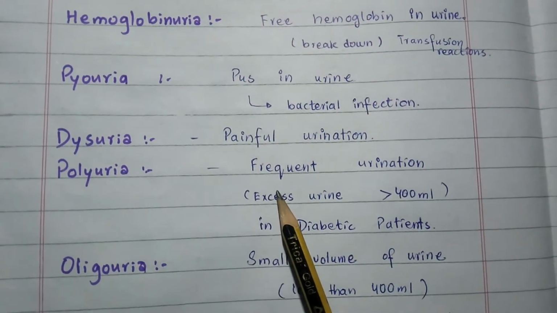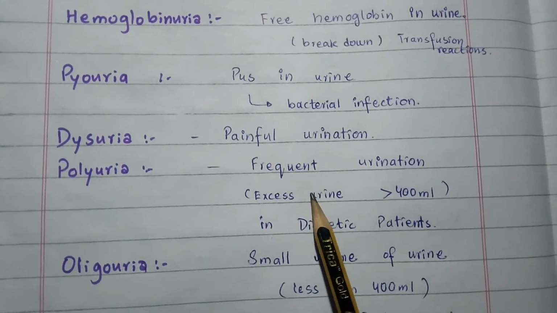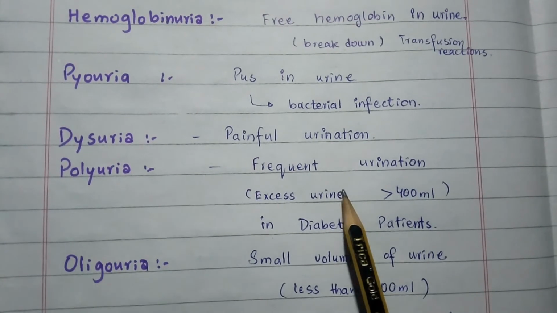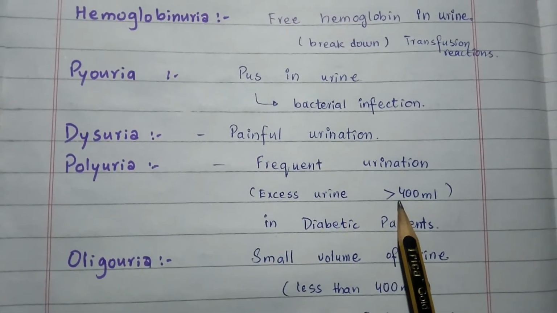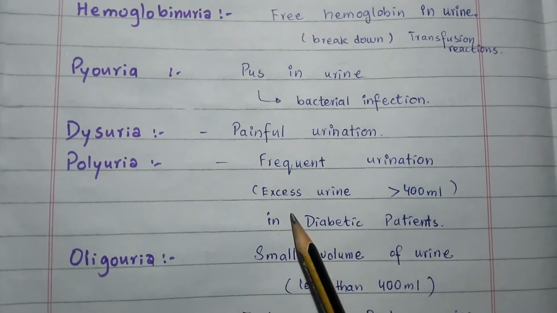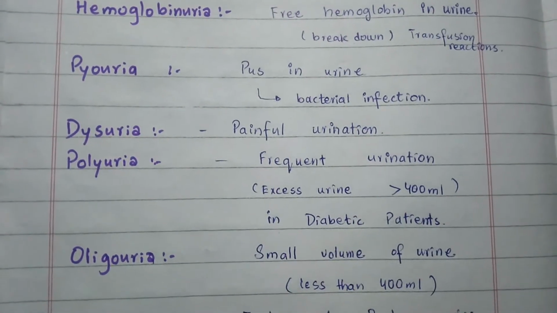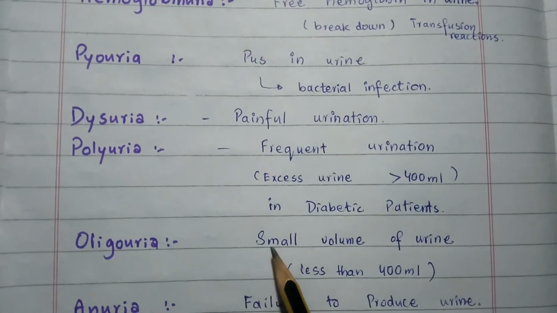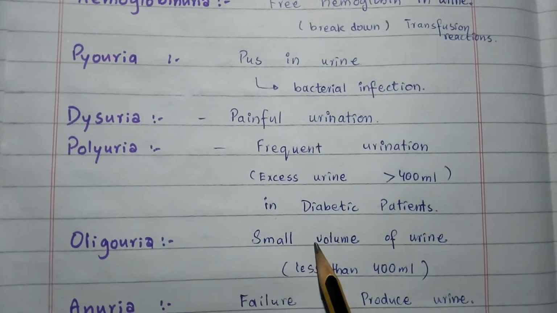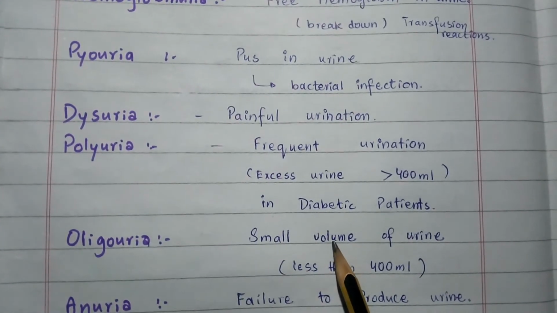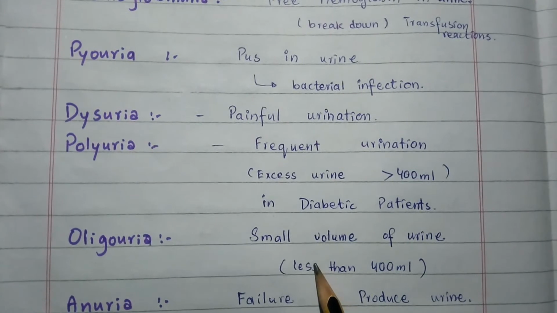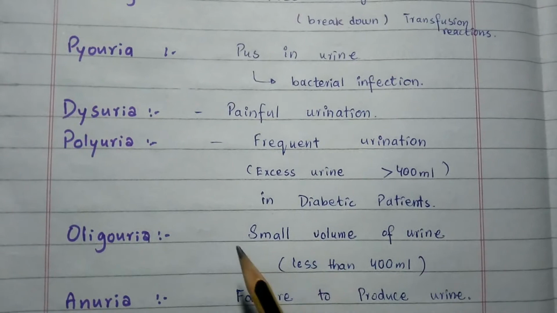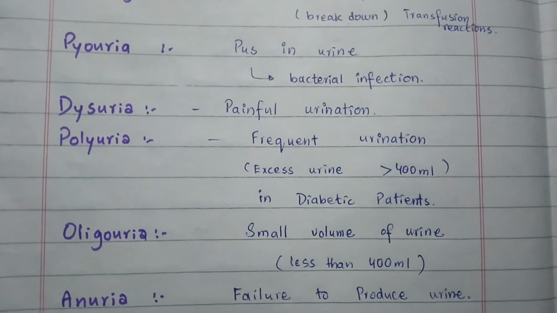In polyuria, the body urinates more than normal and passes an excess or large volume of urine at a time, which may be more than 400 ml. It is mostly seen in diabetic patients. Then oliguria. Oliguria is a condition in which a small volume of urine is excreted at a time. When the body urinates less than 400 ml per day in adults, this is called oliguria.